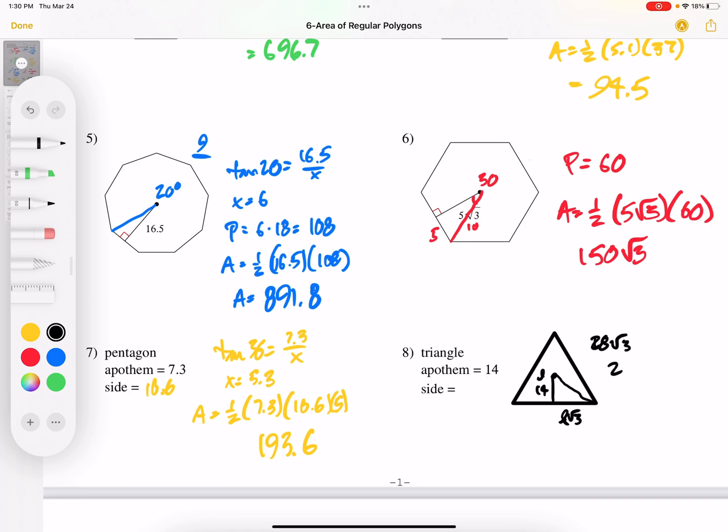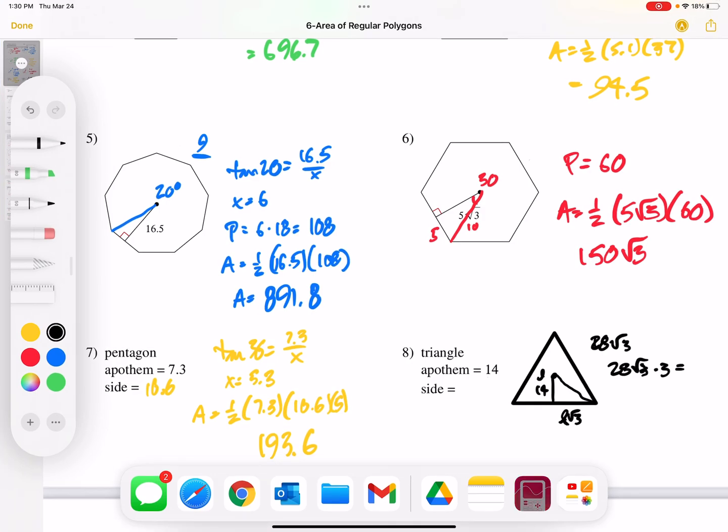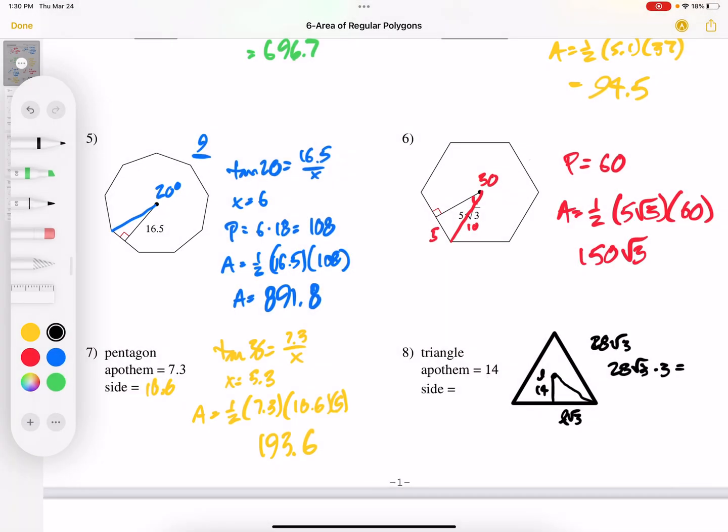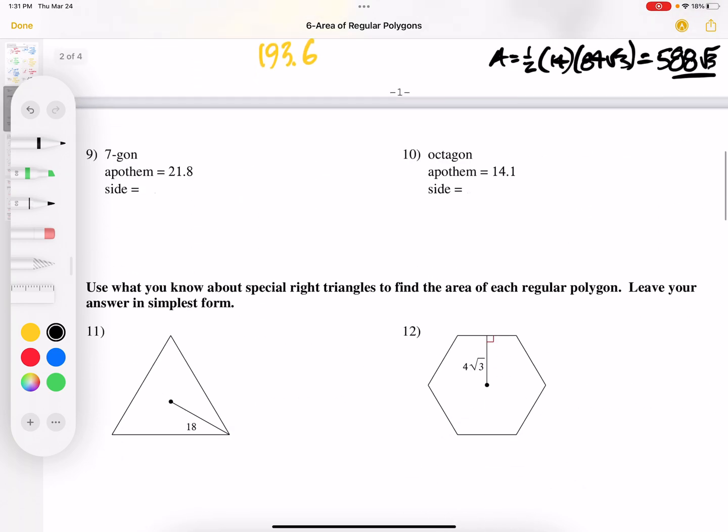My perimeter is 28 square root 3 times 3. 28 times 3 is 84 square root of 3. So this is 84 square root 3. And so my area is equal to 1/2 times 14 times 84 square root 3, which is 588 square root 3. Okay, there's the whole front page. Let's move on to the back.